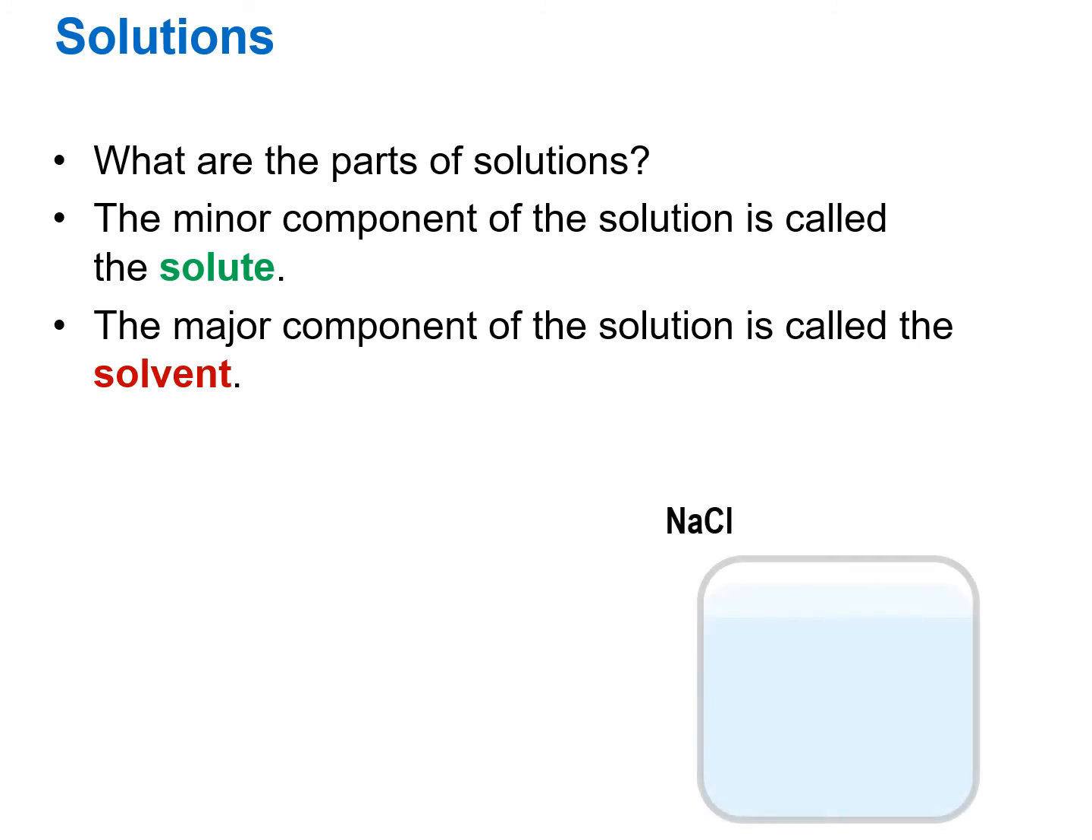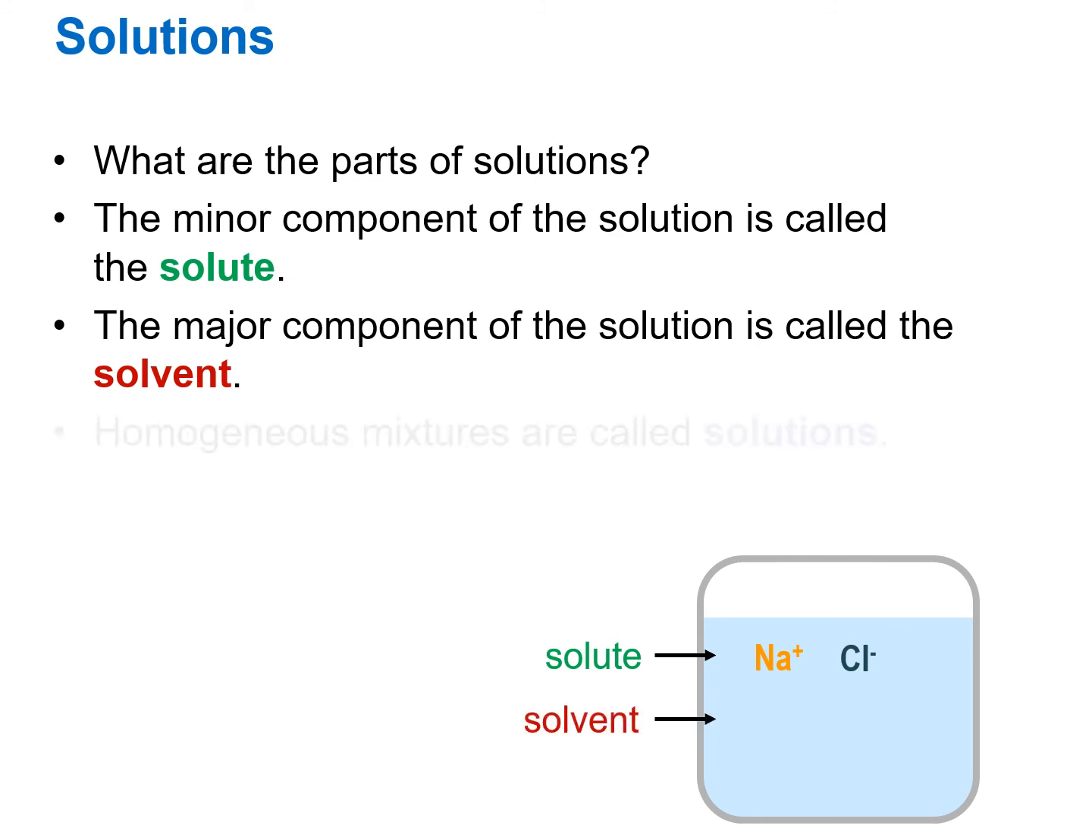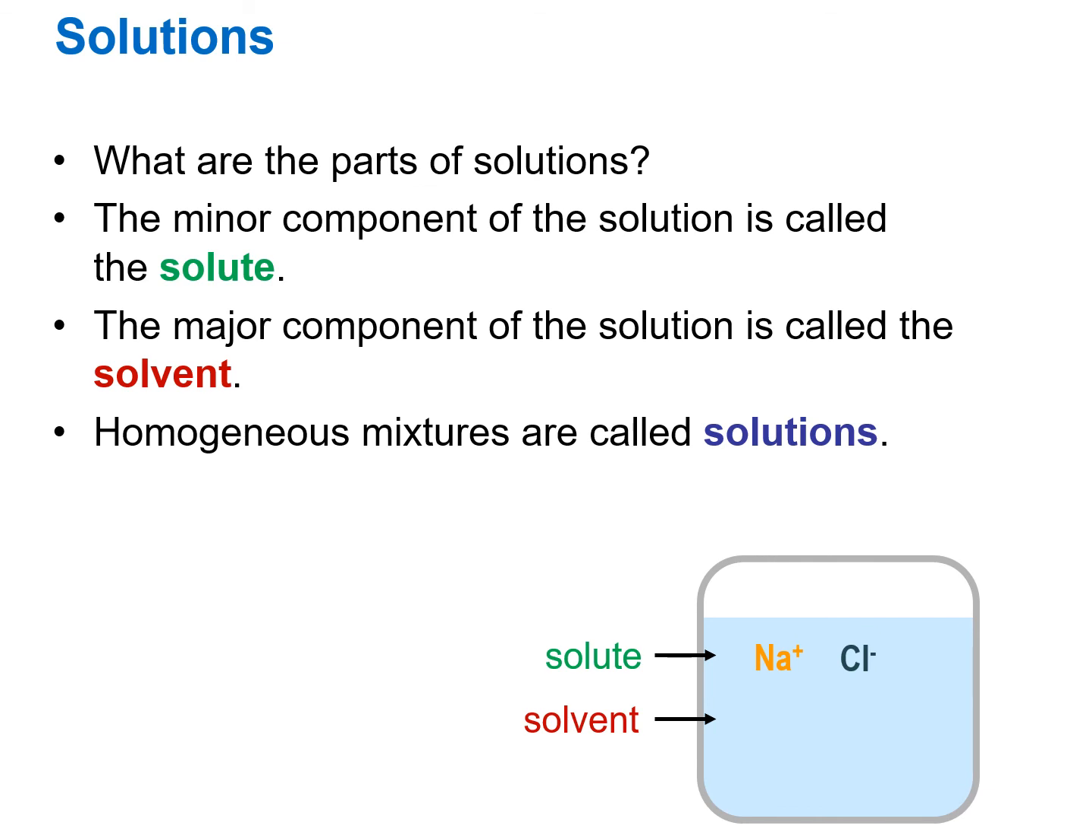So let's say that we had some sodium chloride, that is table salt, and we dropped it into some water. We would in short have a solution of sodium chloride or salt water or saline. And the solute would be the sodium and the chloride ions because they separate once they get into water. And the solvent would be the water. And together they create what's known as a solution.